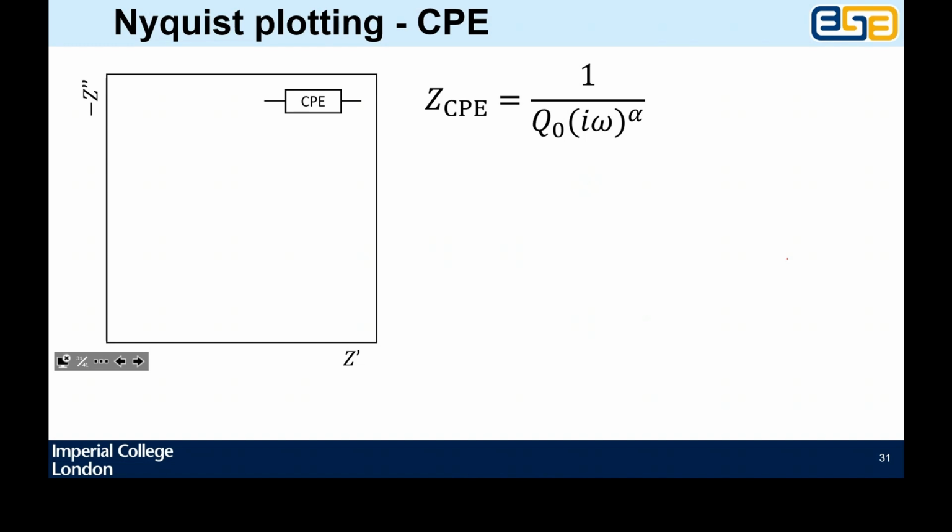Okay? And when alpha equals 1, it's just a capacitor. It becomes 1 over a number times i omega. So that's what a capacitor's equation is. So when it's something in between, you get something in between. And it's just this diagonal line.